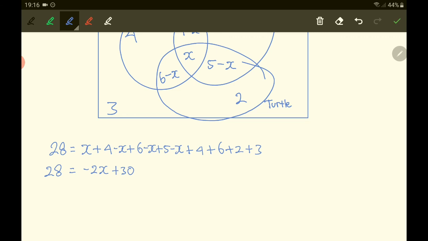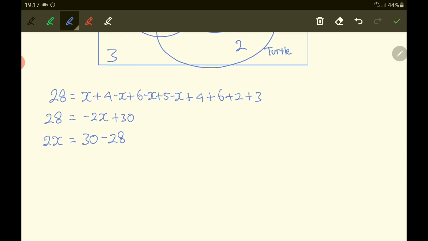Now I want to move the minus 2x to the left so that it will become positive, yeah. So 2x here equal to 28 move to the right so that it will become negative. So 30 minus 28. Now this one. So 2x here equal to 2. So x here is equal to 1.